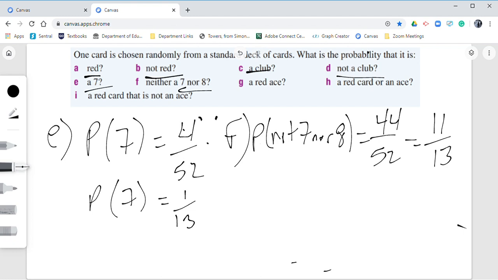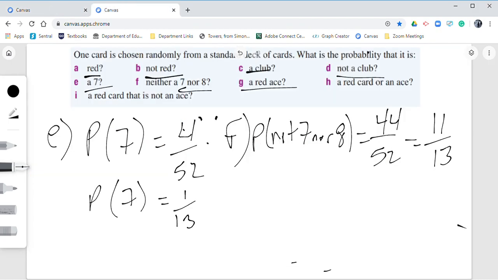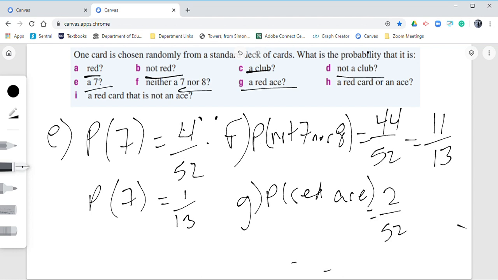All right, a red ace. All right, how many red aces you got? 1, 2. Pretty simple. There's no other red aces. So for G, the probability of a red ace is going to be 2 out of 52, which can be simplified to 1 out of 26 chances. Not very great chances, but hey, there's still chances.